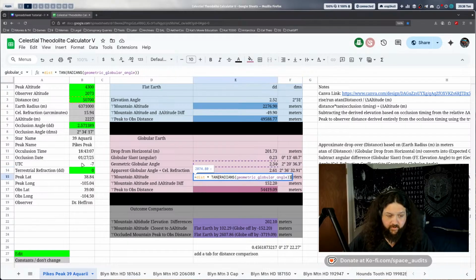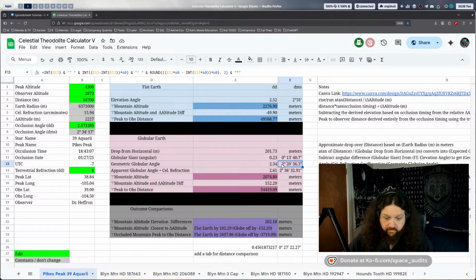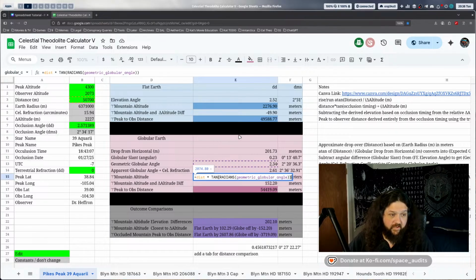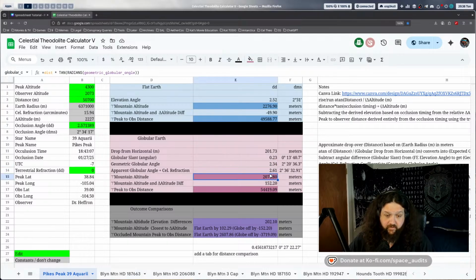So that's why it doesn't trigger back to that. It loops back through here, but it's derived off of what the globe predicts at this distance instead of what the occlusion timing was, because they want to use the globe. They want to use this 220 right here, so we'll give it to them. When we derive that, we do the distance times the tangent of the geometric globular angle here. We get an elevation of 2074. And when we derive the distance based off of the globular angle and the known value for the distance, we get 54,000. So they overshoot it.